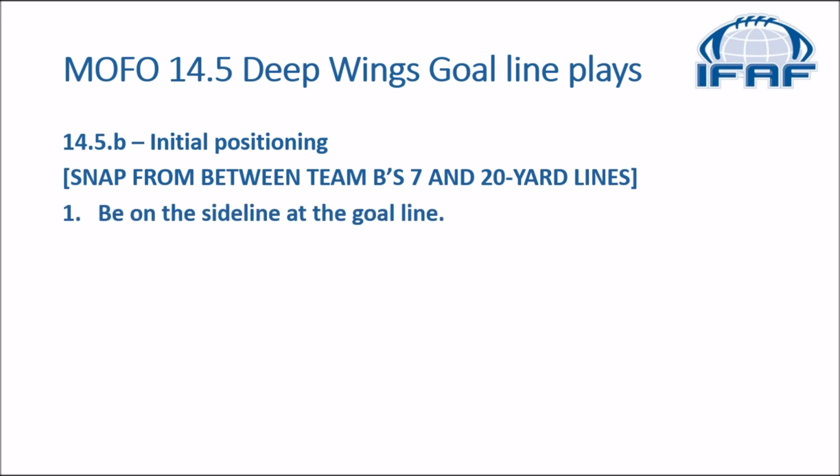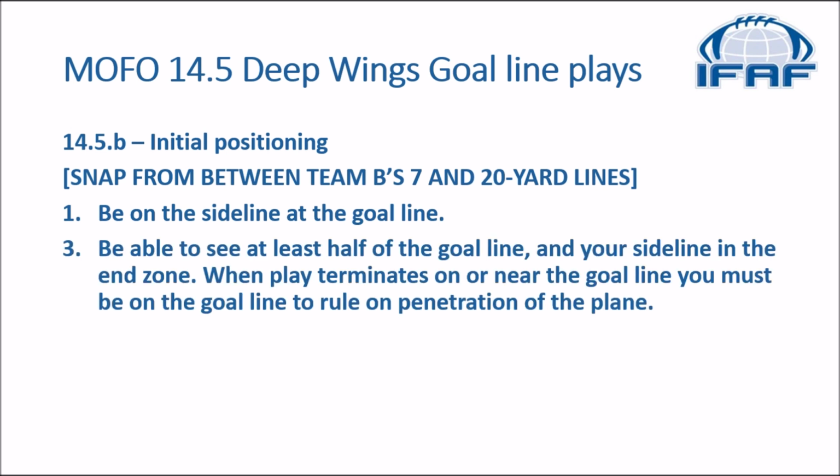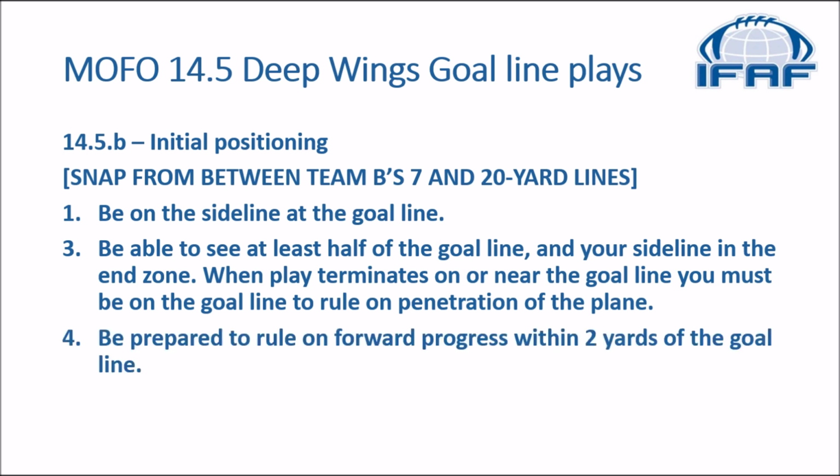It says, be on the sideline at the goal line. Always be on the sideline off the field. Three, be able to see at least half of the goal line and your sideline in the end zone. When play terminates on or near the goal line, you must be on the goal line to rule on penetration of the plane. And four, be prepared to rule on forward progress within 2 yards of the goal line. This should be part of your pre-snap routine if you're at the goal line at the snap.